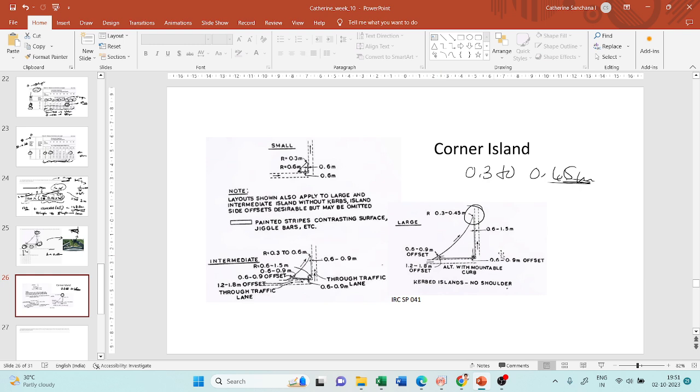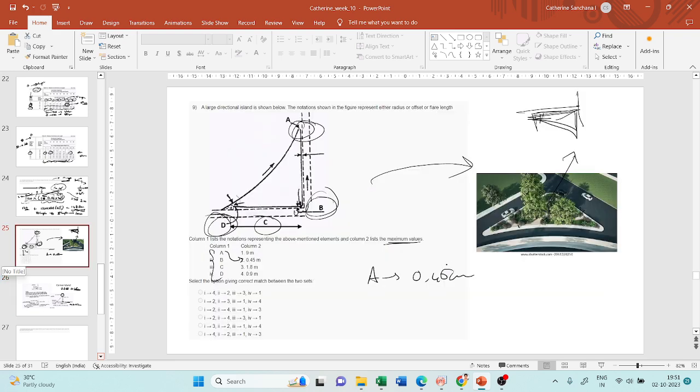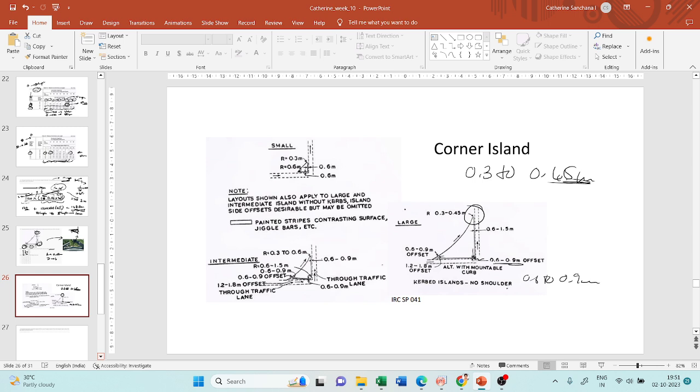For B, the offset, this distance, should be between 0.6 to 0.9 meters. So for B, the maximum is 0.9 meters. For C, they have not given you a distance, but you can simply identify that it will not be in fractions of meters, but it is a much higher value. But let us leave this for now. Let us come back here to D, because we have the value for D.